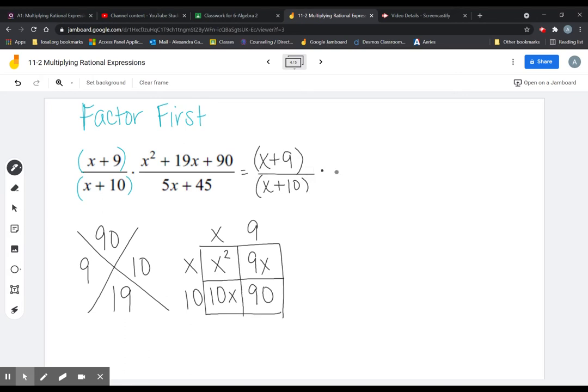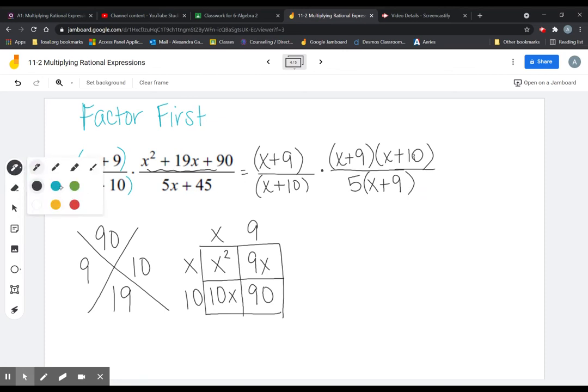And so I'm just now writing this guy in factored form, which is x plus 9, x plus 10. So hopefully that's going to be canceling with something. And then the denominator, it looks like 5x plus 45. It's 2 terms. So checking for a GCF, they both end in a 5, so I can take out a 5. So I divide 5x by 5, so it's x. 45 divided by 5 is 9.